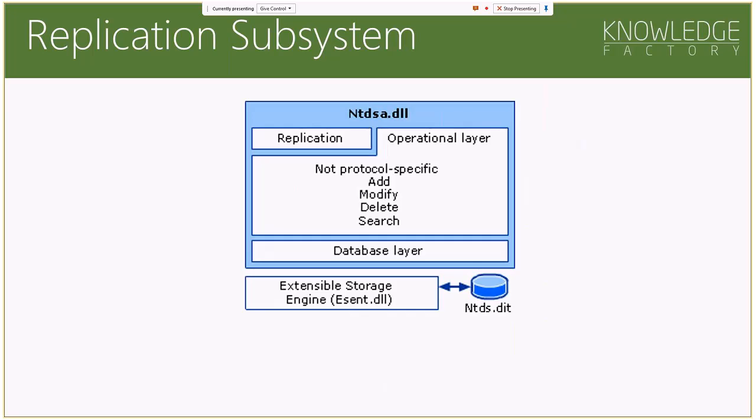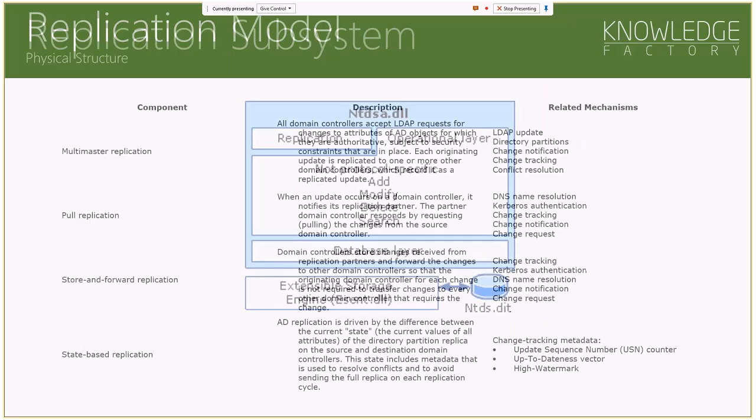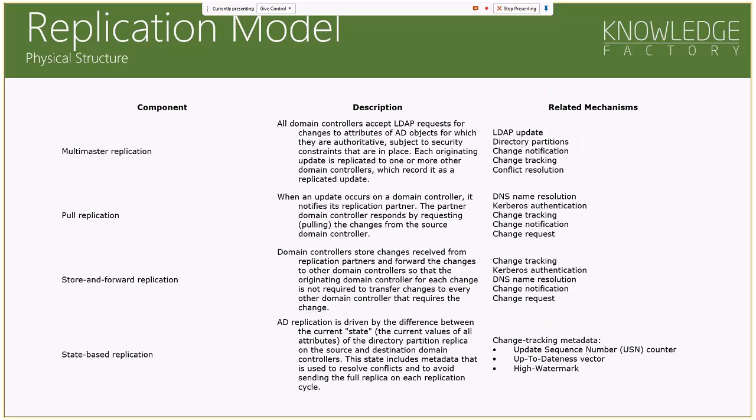I went through it really quickly because I know it's a kind of a repeat from earlier sessions, but I just want to remind you about it. So if we look at the replication model and the physical structure, each component, we have a multi-master replication, we have pull replication, store and forward replication, and state-based replication. So instead of just reading it from the screen, I'm going to give you a minute to read through it. And while reading, all these mechanisms are implemented by the replication system in the sequence of events that occurs between two DCs.